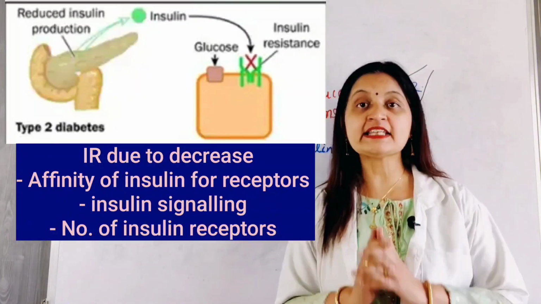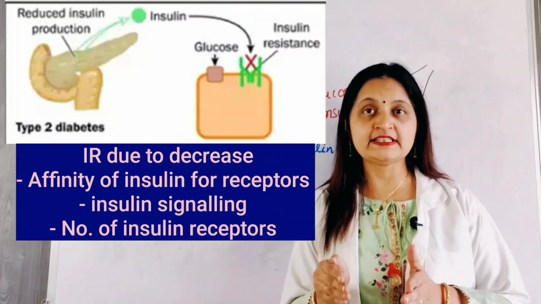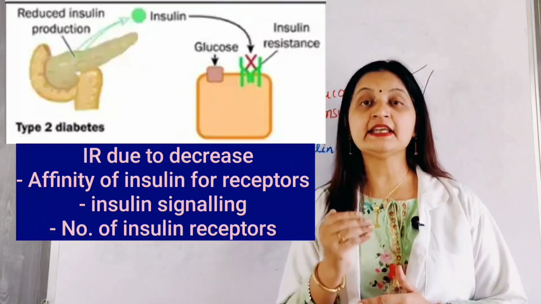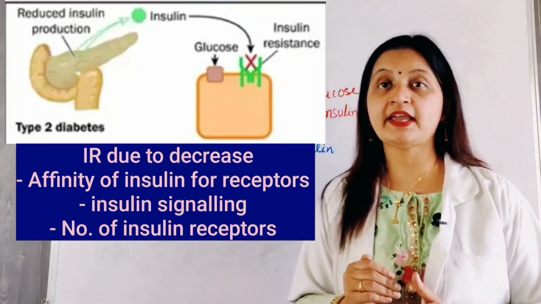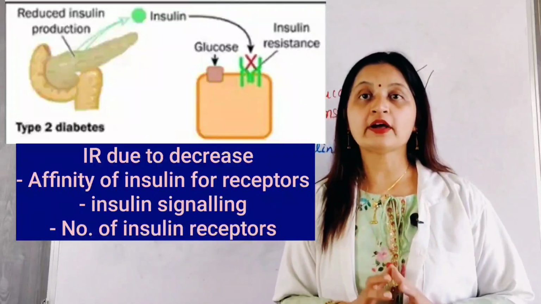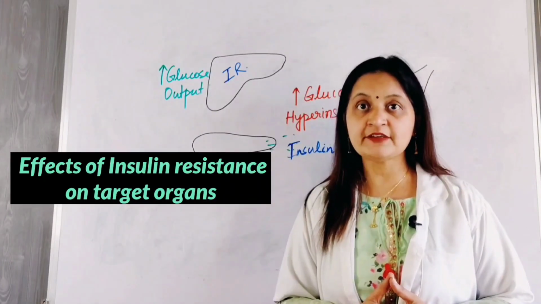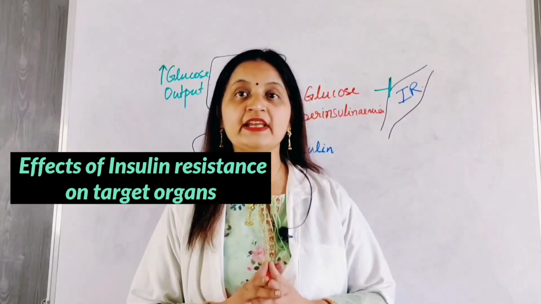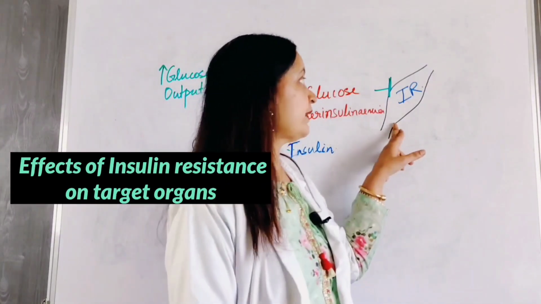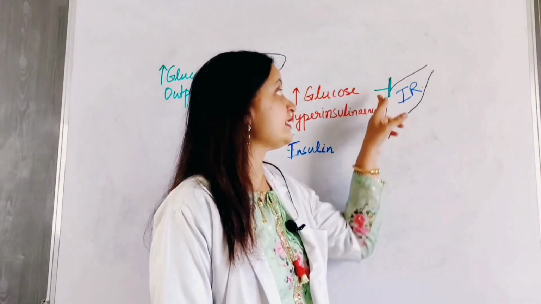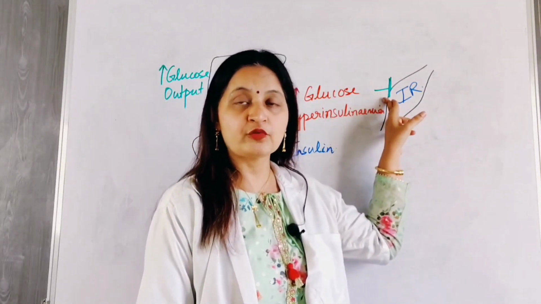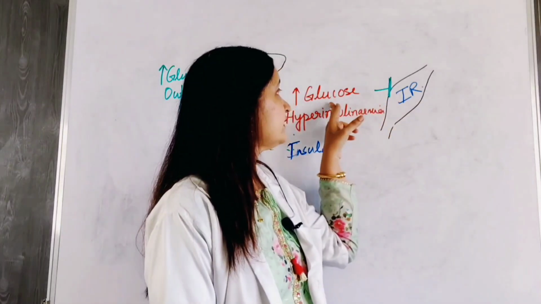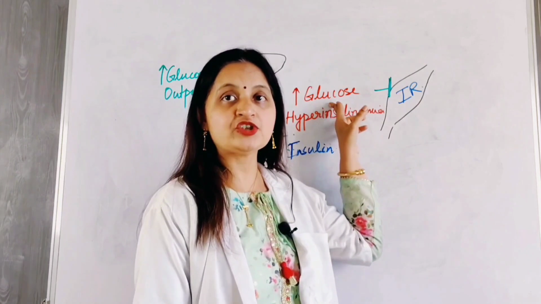This is because of decreased affinity of insulin for the receptor, or the insulin signaling is defective, or there is decreased number of insulin receptors that are expressed in the target organs, thus decreasing the responsiveness to insulin. So let us see what are the effects of insulin resistance on various target organs. In the skeletal muscle, because of insulin resistance, there is decreased uptake and utilization of glucose by the skeletal muscle for metabolism, and this increases the blood glucose levels in the circulation.